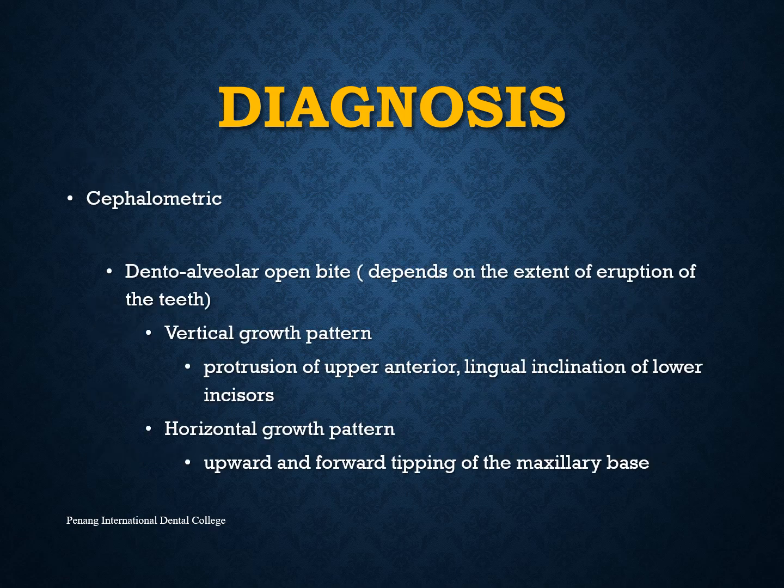Okay, now how do you diagnose a patient with an open bite? Cephalometrically, what do you see? Definitely you see a growth pattern change. If it is a vertical growth pattern, that means there is a protrusion of your upper anteriors and lingual inclination of your lower anterior incisors, right? In a horizontal growth pattern, you may mostly see upward and forward tipping of your maxillary base.